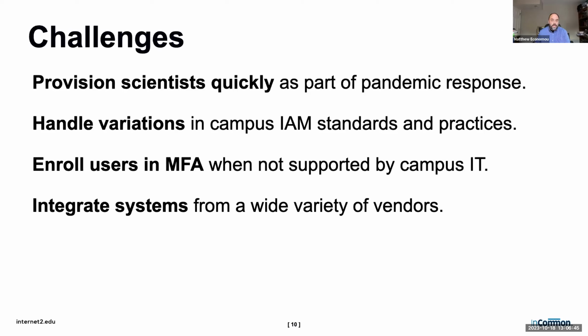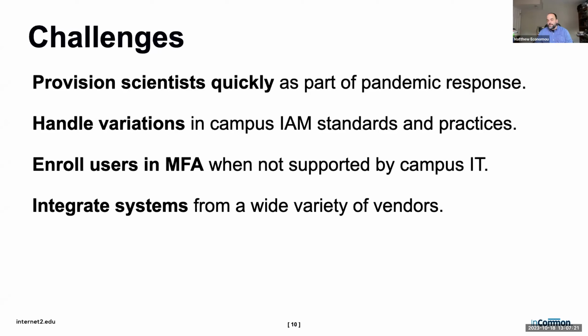Sometimes the variations are slight, sometimes they're significant, but everyone implements identity federation standards differently. And we had to work around those variations. A concrete example of a challenge like that is not everybody implements multi-factor authentication today, or if they do, they don't signal multi-factor authentication correctly. So we had to develop a way to dynamically decide whether we were going to use the MFA signal from the campus IAM system or enroll users in our own MFA.